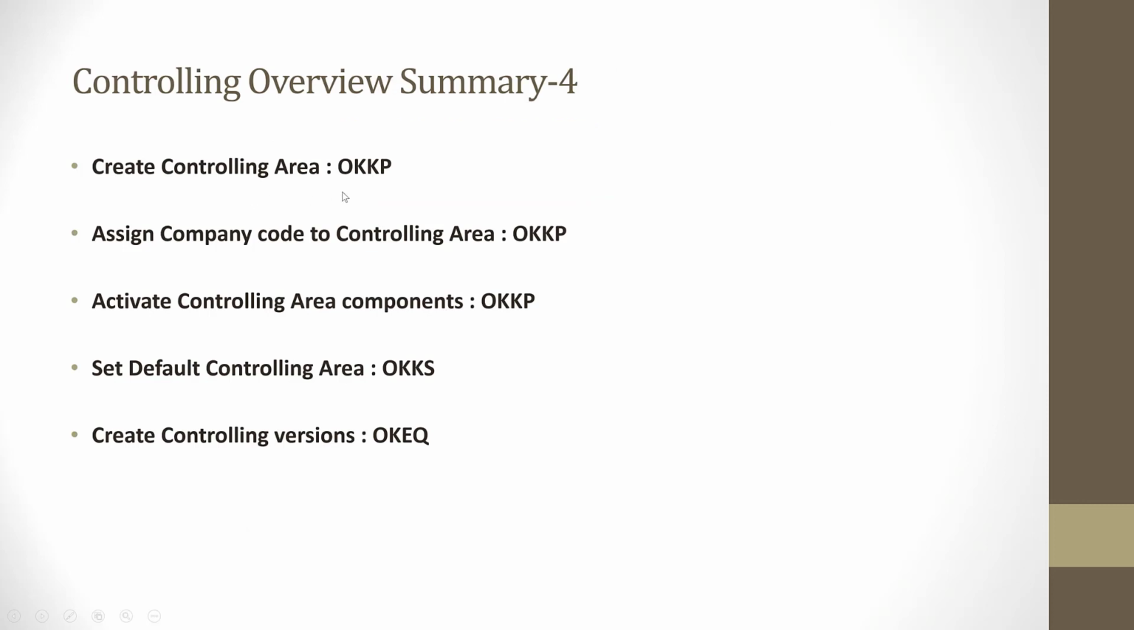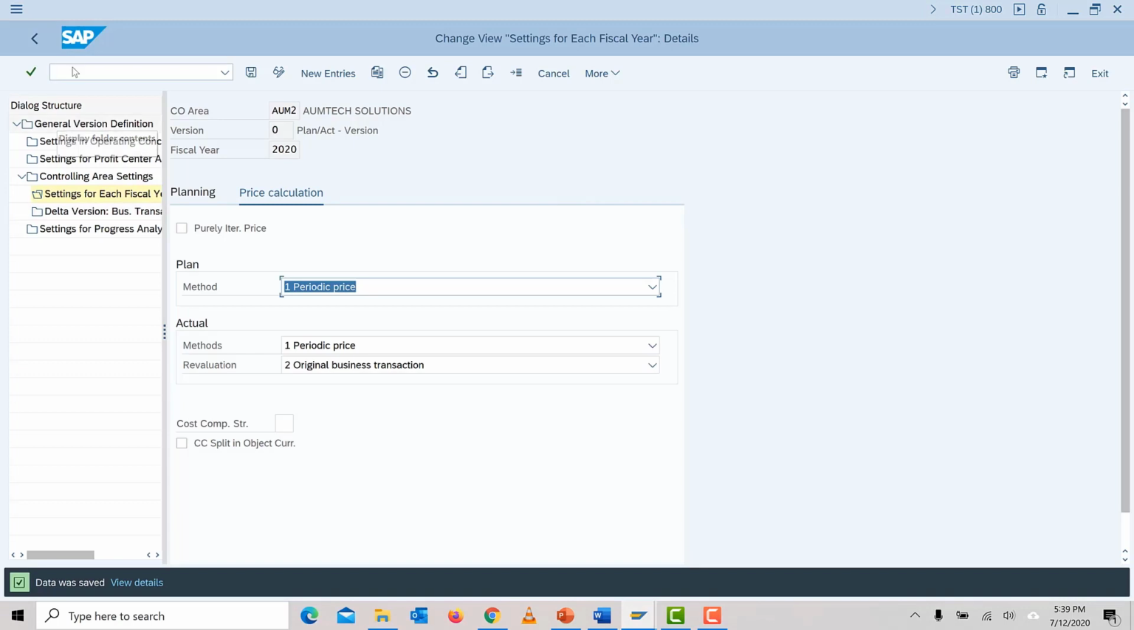So with this, we have created a controlling area, with transaction code OKKP. We assigned the company code MK19 to the controlling area. We activated the controlling area components like cost center, internal orders, profit center, and then we set the default controlling area. You can go to this transaction code OKKS and set the default controlling area. So any transaction that we do in controlling will be entered in this default controlling area. And then the last thing we have done is create the controlling version. For now, we created just version 0, but you can create more versions like P1, P2, and so on. Let's create one more version.